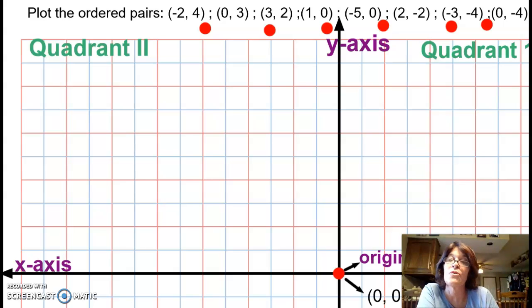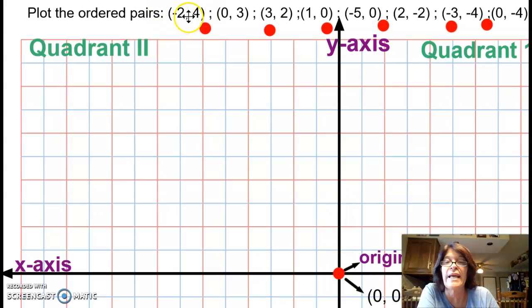I gave you some ordered pairs that I'd like you to plot on your coordinate system. An ordered pair has an x coordinate, the first coordinate, and a y coordinate, which is the second coordinate, and that tells you the direction to go starting at the origin. If you have a negative x coordinate, you move to the left. If you have a positive x coordinate, you move to the right. Your second coordinate, the y coordinate, if it's positive, you move up, and if it's negative, you move down.